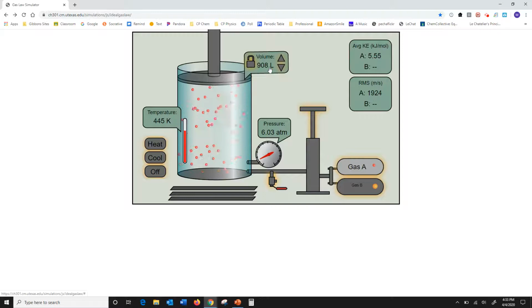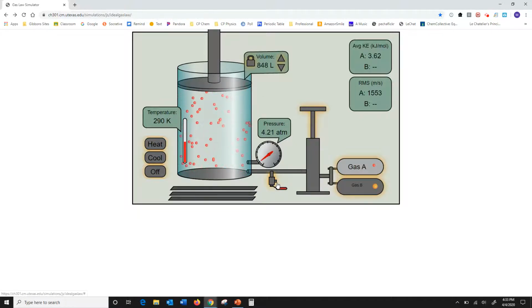If we lock the volume, so let's lock the volume. Now heating it up, you'll see the pressure go up, and cooling it down, you'll see the pressure go down. And if we have the pressure here at about 5, if we decrease the volume, that's going to make more collisions happen, so the pressure goes up, right? Collisions are going to happen more often if the volume is less. Collisions will happen less often if the volume is more.